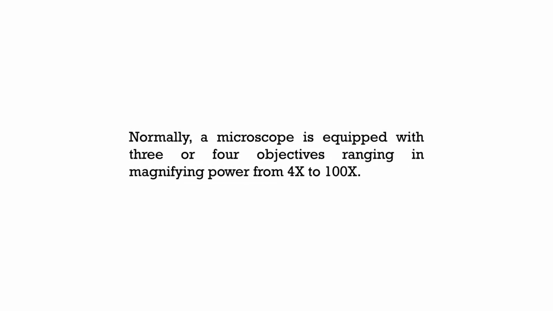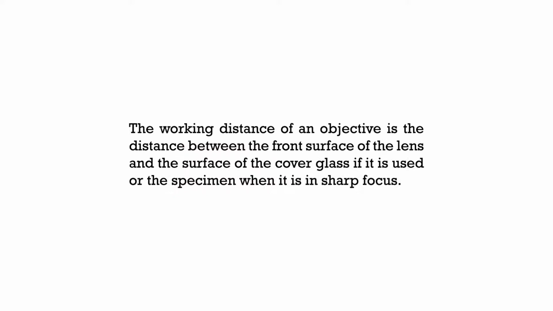The total magnification is calculated by multiplying the objective and the eyepiece magnification. Normally, a microscope is equipped with 3 or 4 objectives ranging in magnifying power from 4x to 100x. The working distance of an objective is the distance between the front surface of the lens and the surface of the cover glass if it is used, or the specimen when it is in sharp focus.